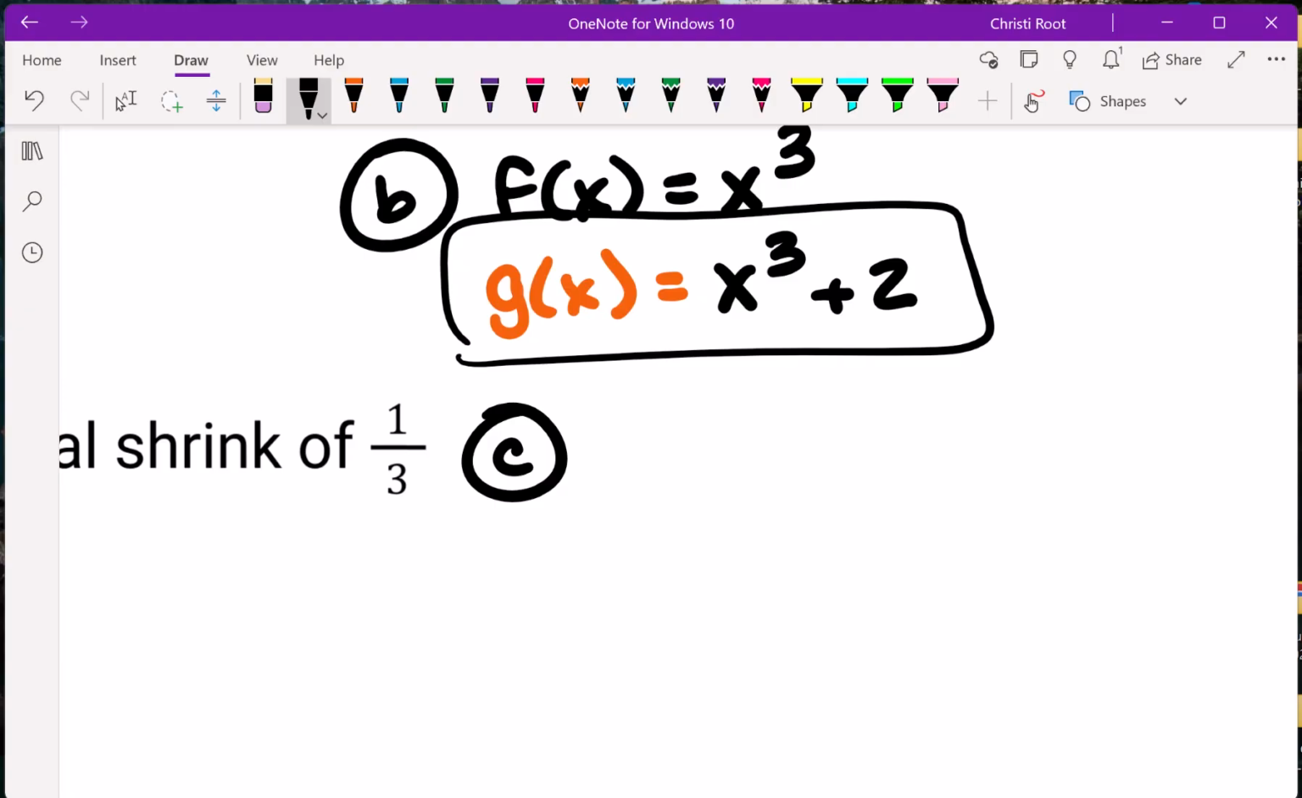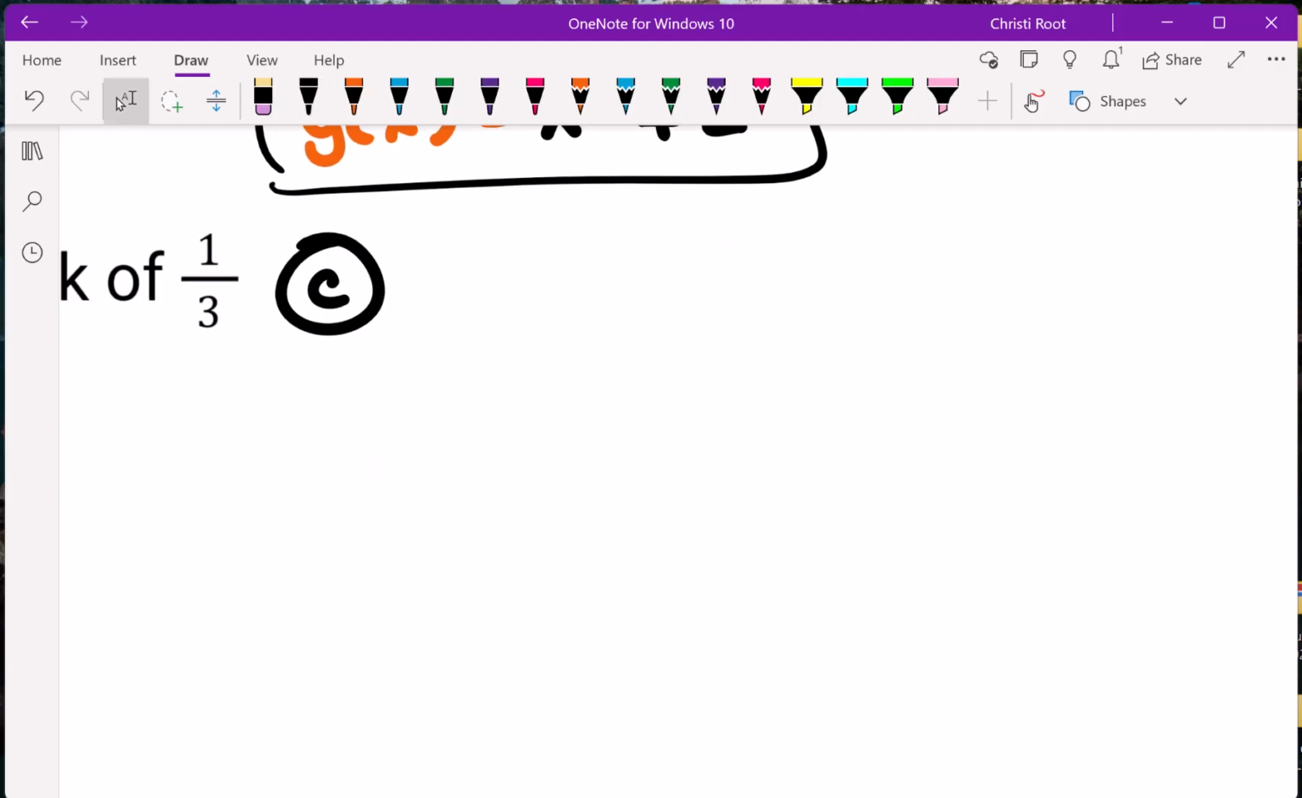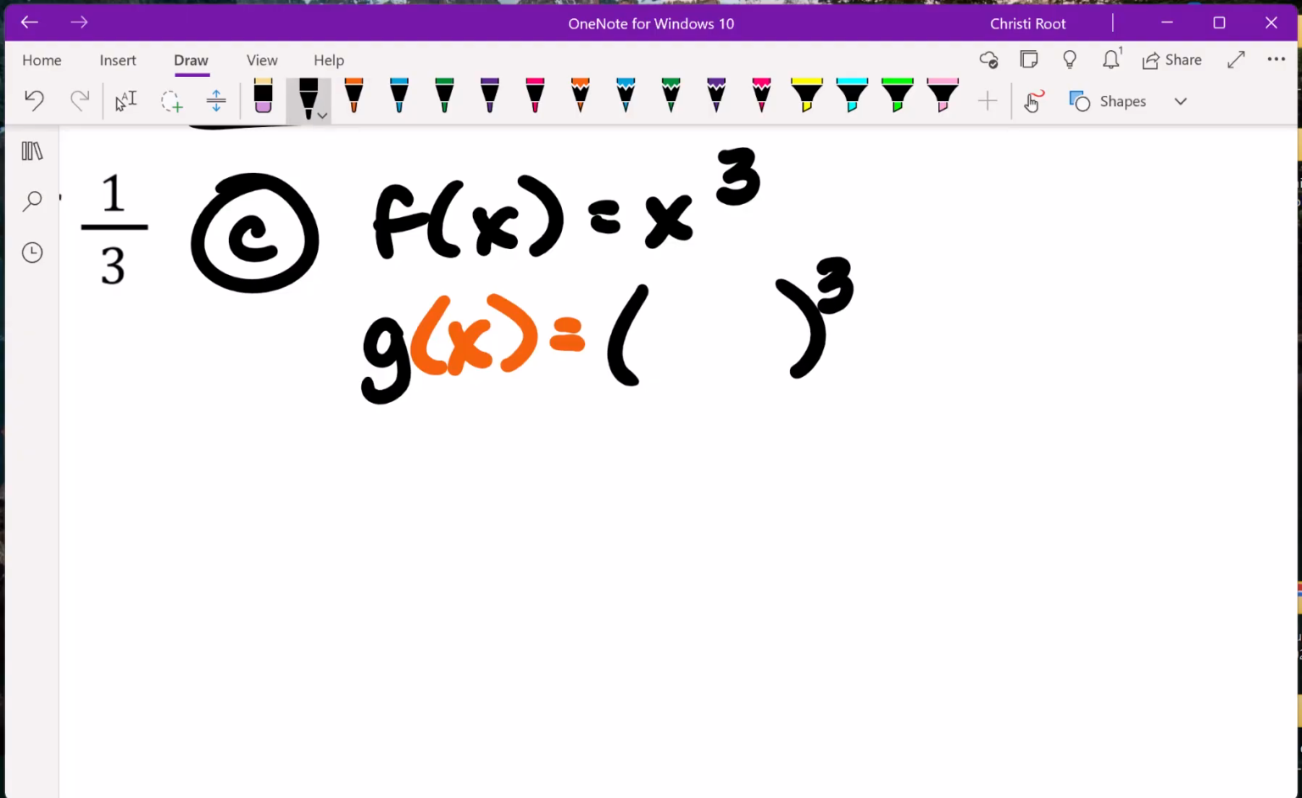Okay, C says we're going to translate left 2. Now, y'all know if you want to go left or right, you have to use parentheses, so you've got to be careful. I'm going to start out with my parent function. I'm going to use parentheses. Left 2 is +2, right? I always want to do -2 for left, and that's wrong. Then it says up 1, so I have to add 1 at the very end. So I'm adding 2 to x, and then I'm adding 1 to the function.